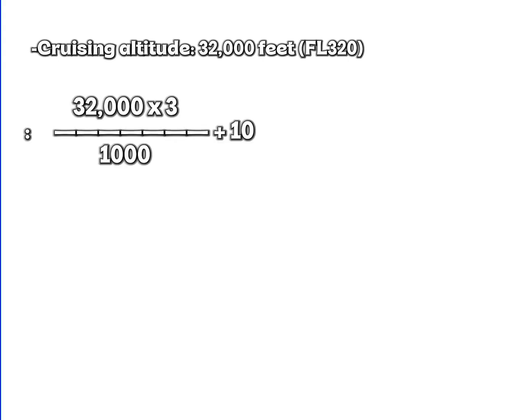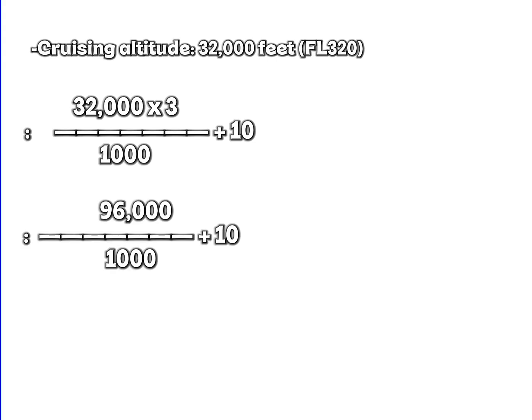For this example, let's suppose that you are cruising at an altitude of flight level 320, or 32,000 feet. First of all, we need to substitute the given into our formula. The formula says altitude multiplied by 3, so that would make 32,000 multiplied by 3. Let's perform that: 32,000 multiplied by 3 is 96,000.